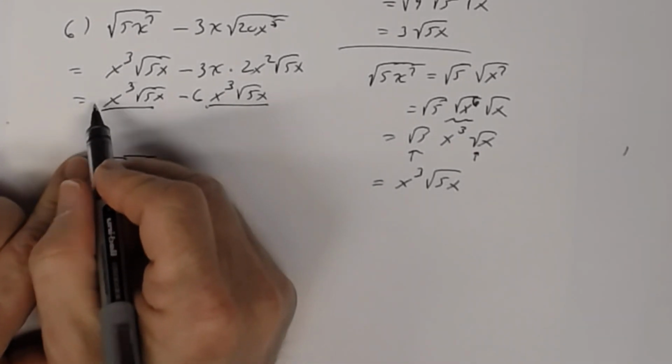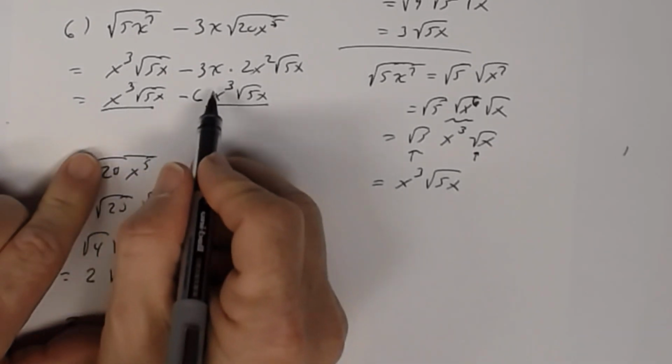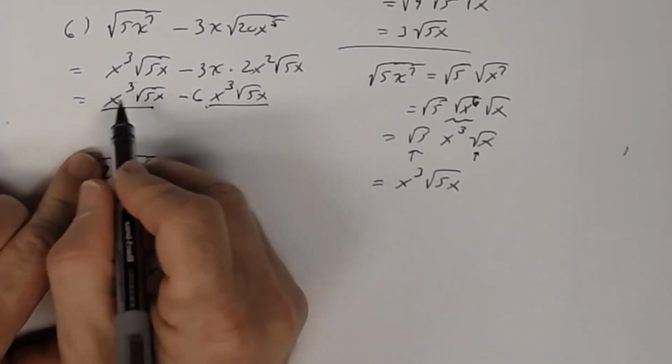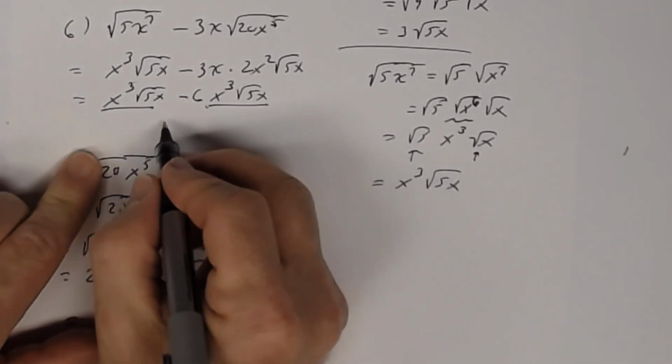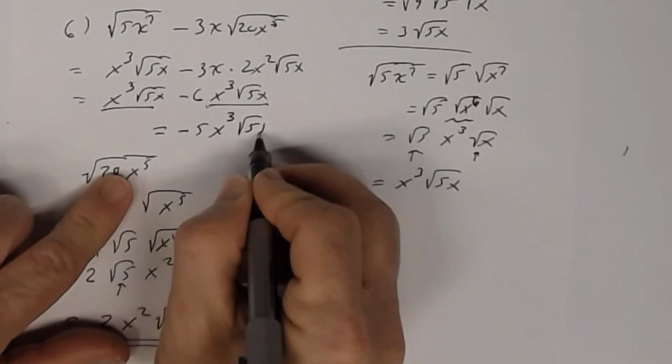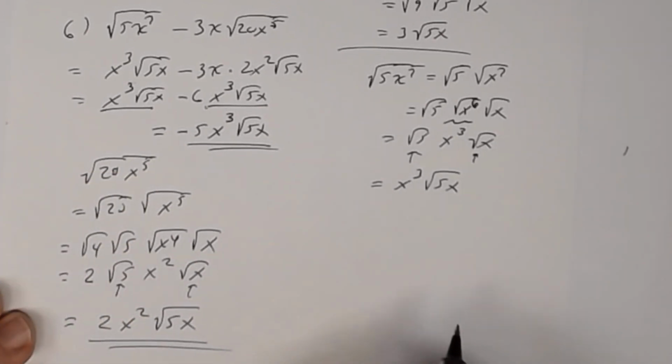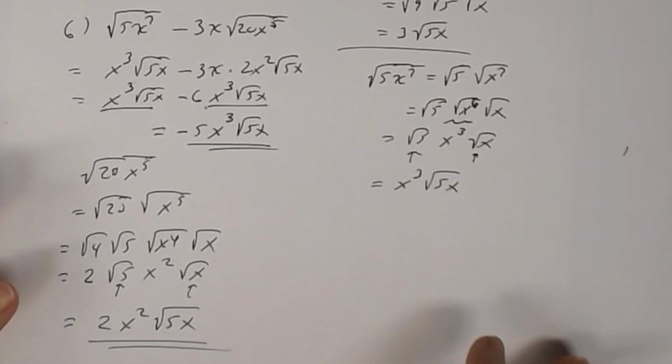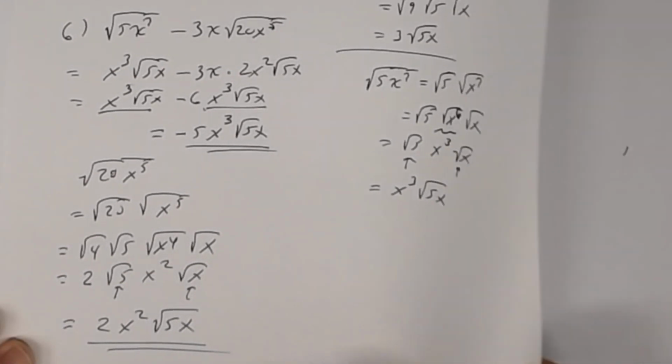But I have 1 here, so that's a 1, and I have a negative 6 here. So 1 and a negative 6 is a negative 5. So this becomes negative 5 x cubed square root of 5x. So that's your answer there. So that's the answer for number 6. Okay, but notice all the stuff you had to do to get to that point.